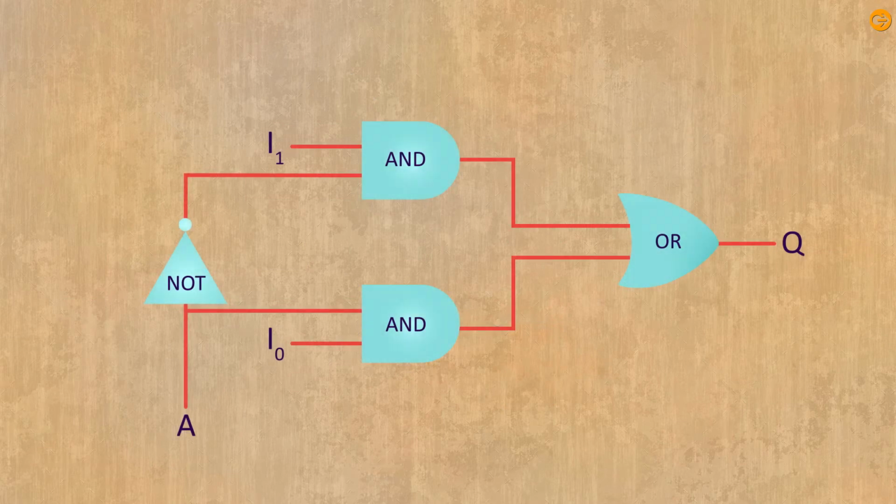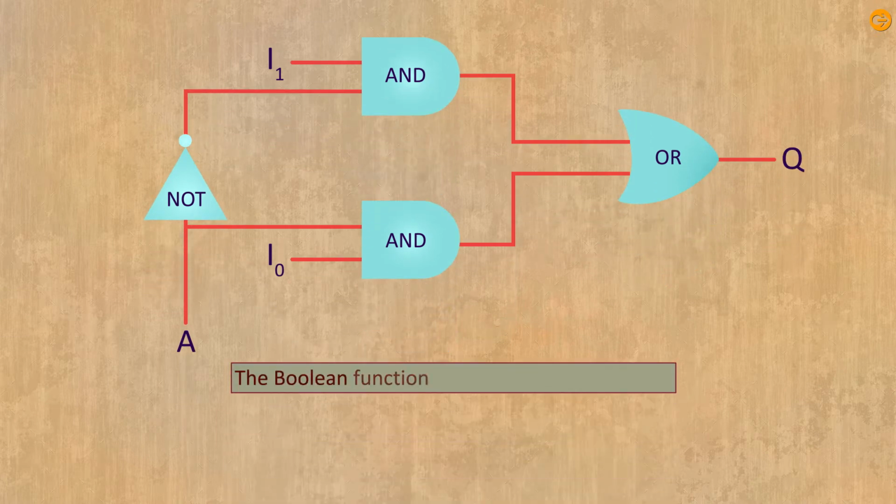A simple representation of a 2:1 multiplexer using NOT, AND, and OR gates is shown in the figure. Like this, we can implement basic gates to form a multiplexer. Here, I0 and I1 are inputs. A is the select line and Q is the output. The Boolean function of the circuit is as follows. Q is equal to A bar multiplied by I1 plus A multiplied by I0.